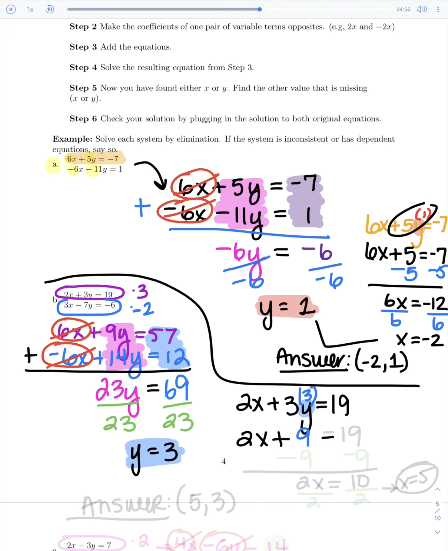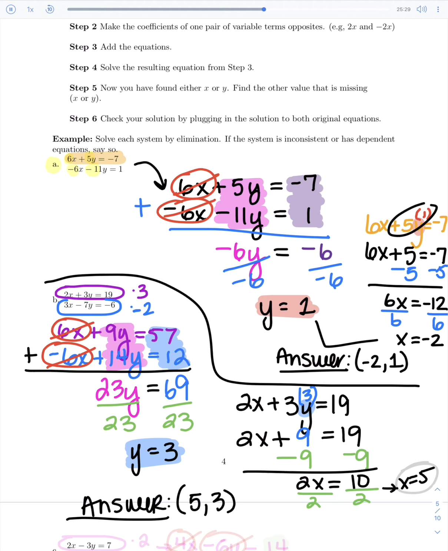equals 19. Now to solve this equation and finish this off, to get the x by itself, we'll subtract 9 from both sides, which will give me 2x equals 10. And then we'll divide both sides by 2, which will get me x equals 5. So my final answer for this problem is that these two lines intersect at the point 5, 3. Because remember, our x, even though we found it second, was 5, and our y was 3. Let's take a look at problem C.